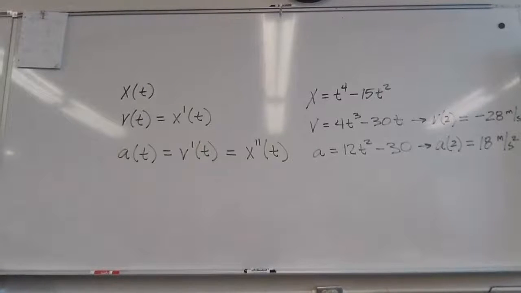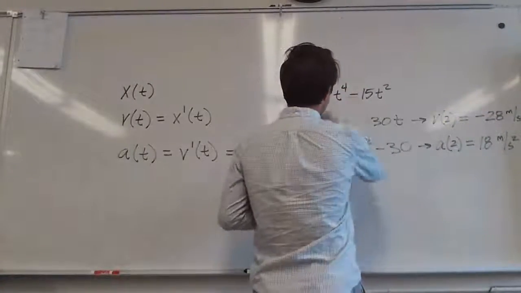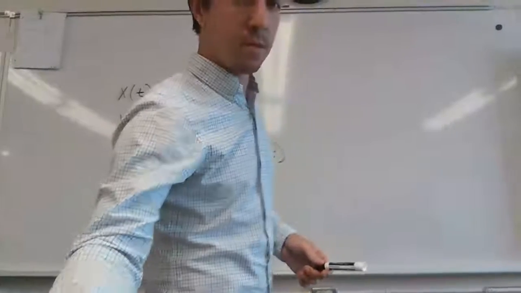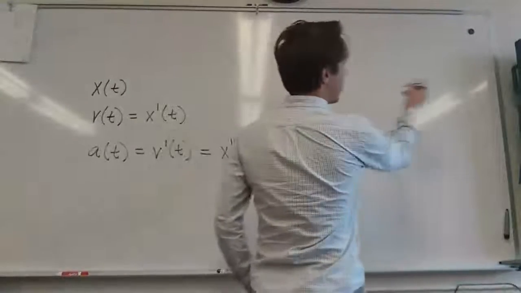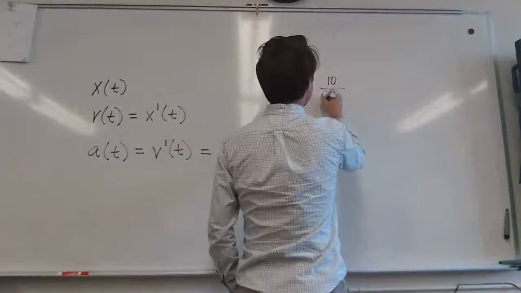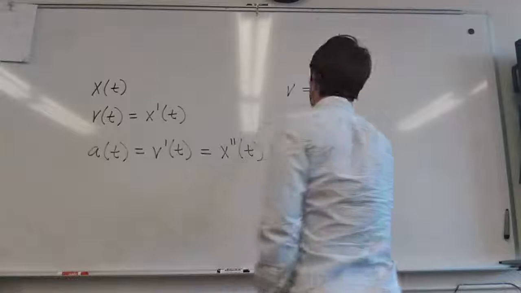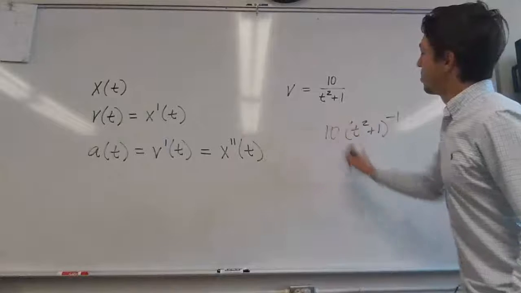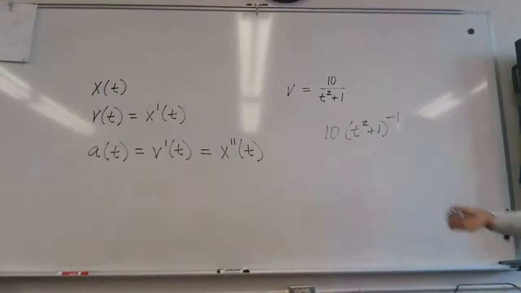How about number 2? There's a velocity function, v of t. How will I find the acceleration? Derivative. Take the derivative. Now this one's a bit harder. It's not a polynomial. You have to use the quotient rule. So let's do the quotient rule. Although, am I forced to use the quotient rule? I can rewrite this as 10 times t squared plus 1 to the negative first. We'll do that one.